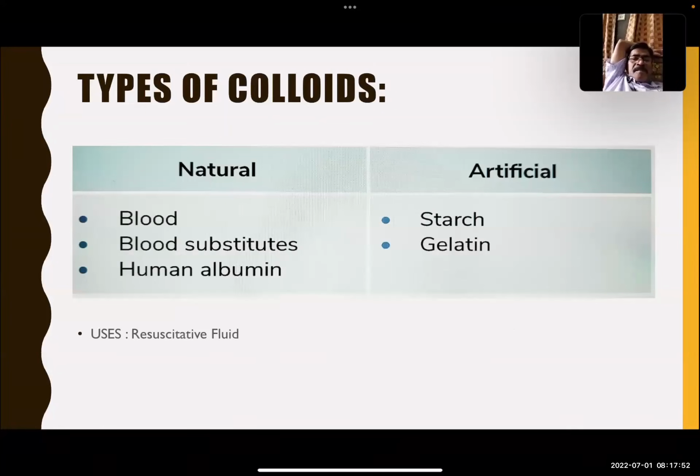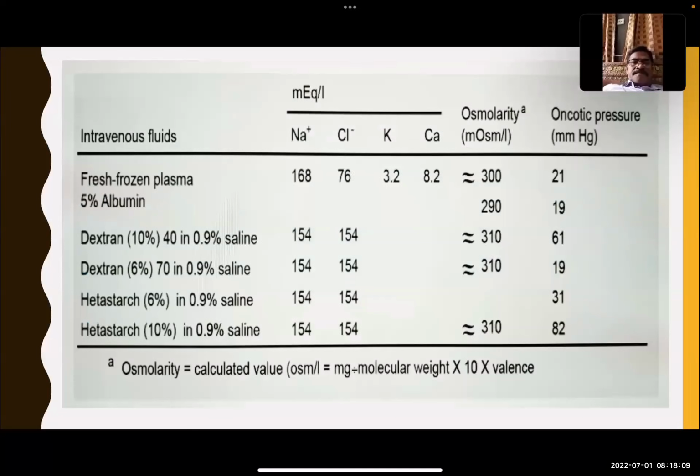The types of colloids that are available are natural and artificial, that is blood substitutes like FFP and human albumin. Artificials are starch and gelatin. Mainly the use of colloids is during resuscitation, and for the different composition of colloids, as in dextran, it contains 154 millimoles of sodium and chloride.